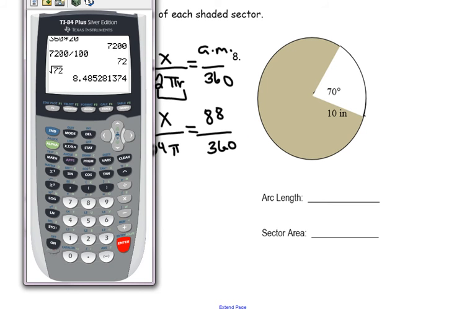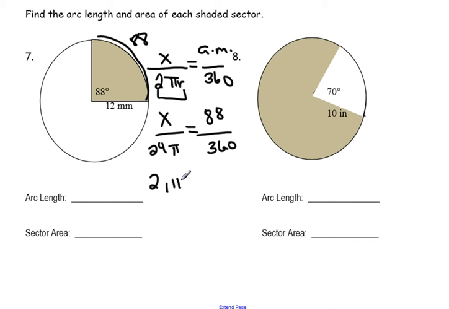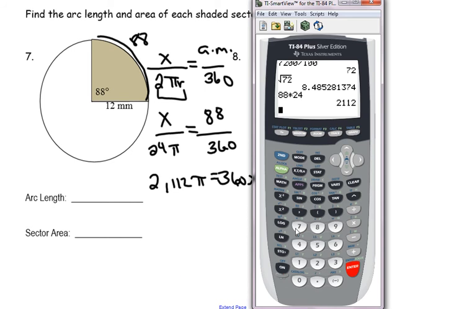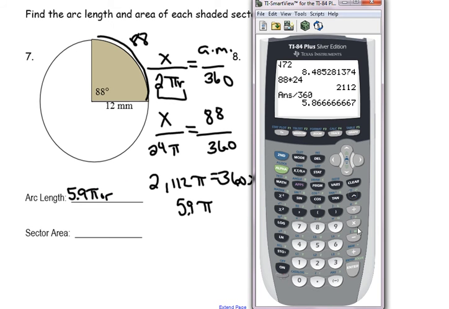So I would cross multiply 88 and 24, so 88 times 24, which is 2,112 times pi, because I haven't put pi in the calculator, equals 360 times x. So I'm going to take 2,112 and divide it by 360. So that gives me 5.9 times pi. So the arc length is 5.9 pi, or if we put that in its decimal form, we get 18.5.